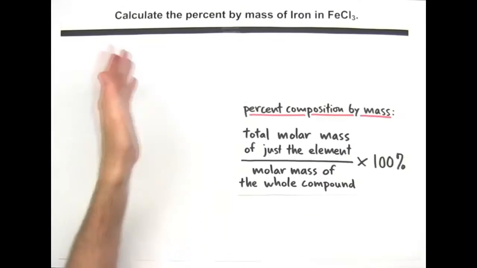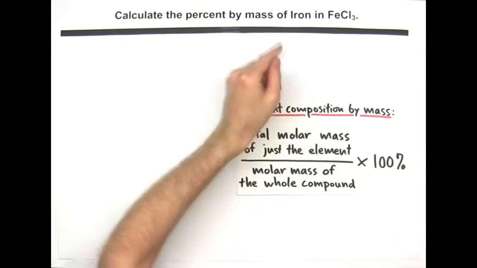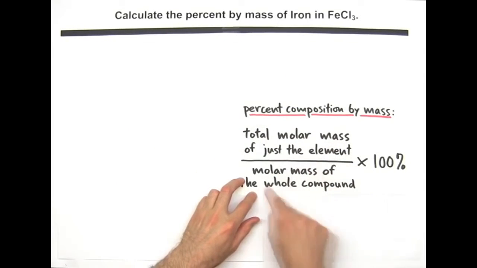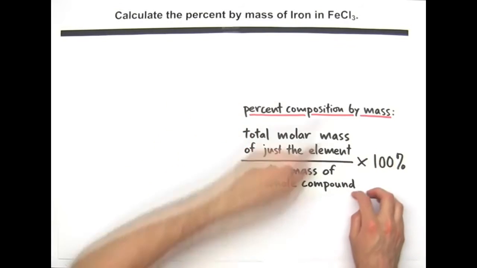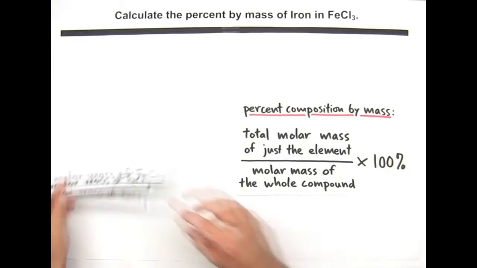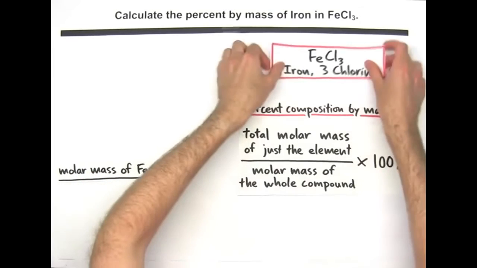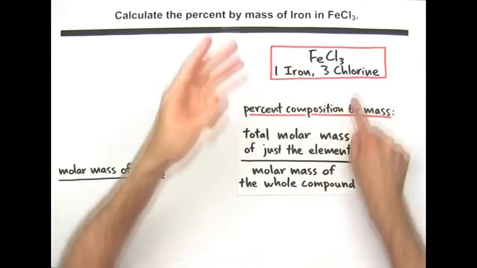Let's do a couple more. Calculate the percent by mass of iron in FeCl3. We're going to want to get a number for both of these: the total molar mass of just the iron, as well as the molar mass of the whole compound, FeCl3. Let's start out by determining the molar mass of FeCl3. We look at the chemical formula. It tells us that we have 1 iron and 3 chlorines.